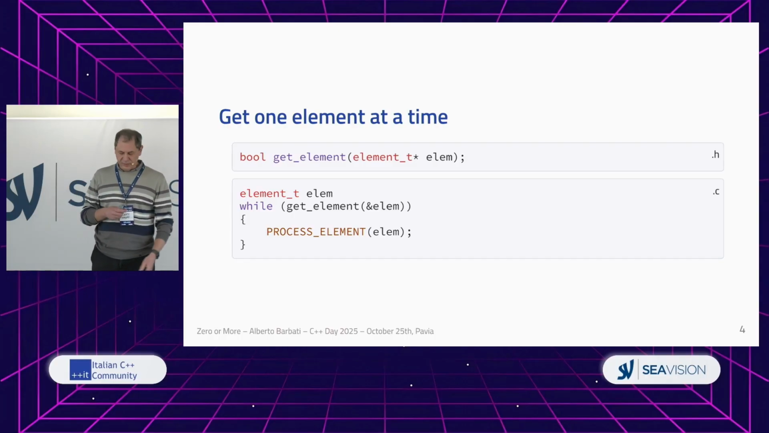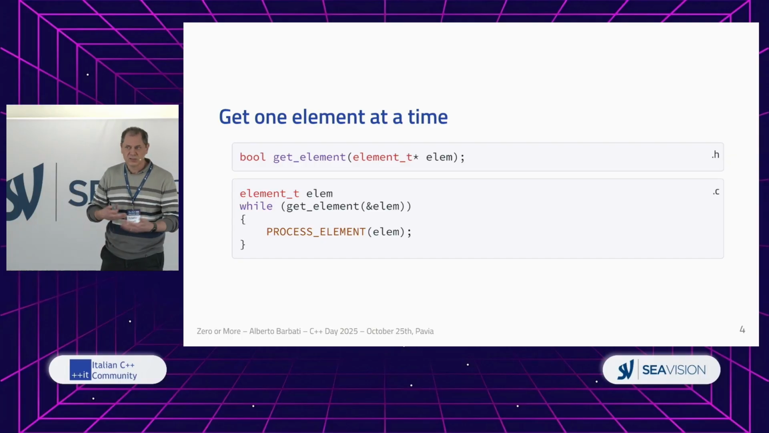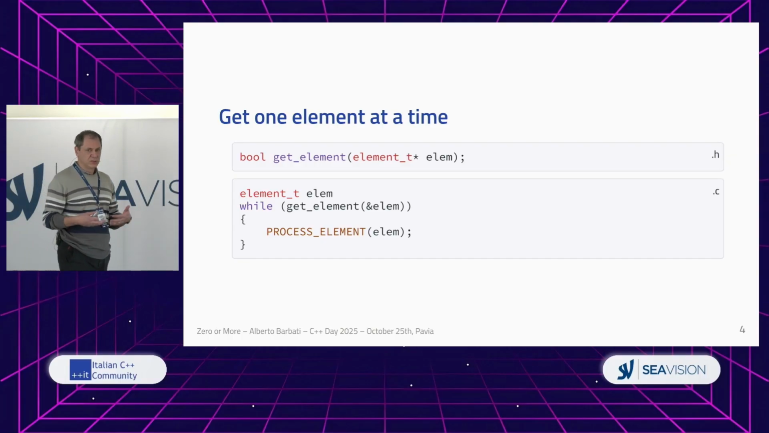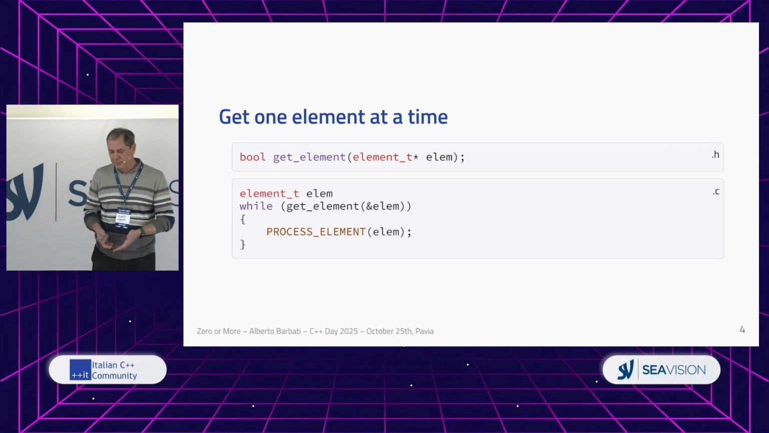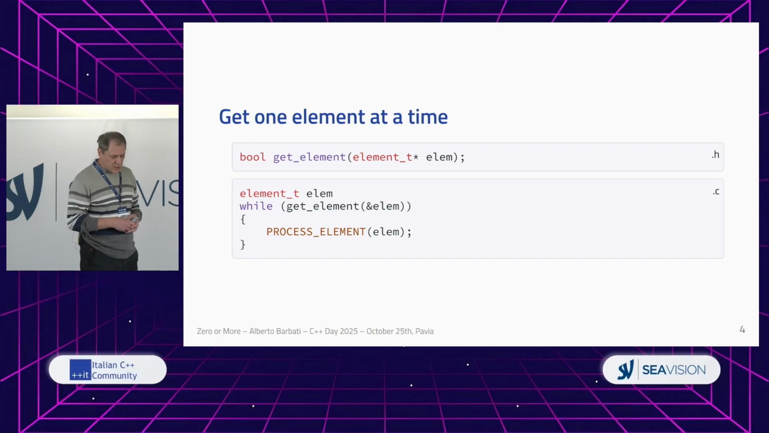And the function returns a Boolean to say if there are more elements. You just call it repeatedly in a loop, and as long as the function returns true, then there is a new element to process, and then we process the element. This is the very simple approach.